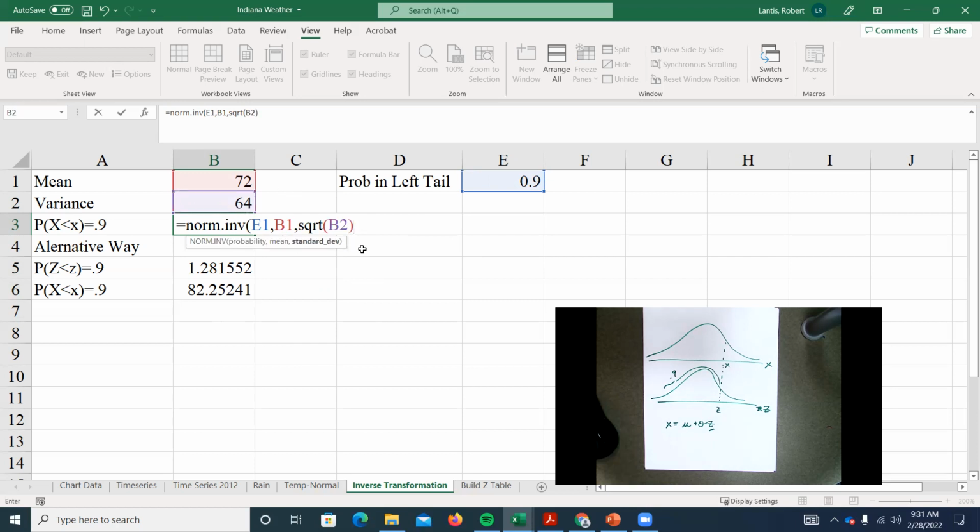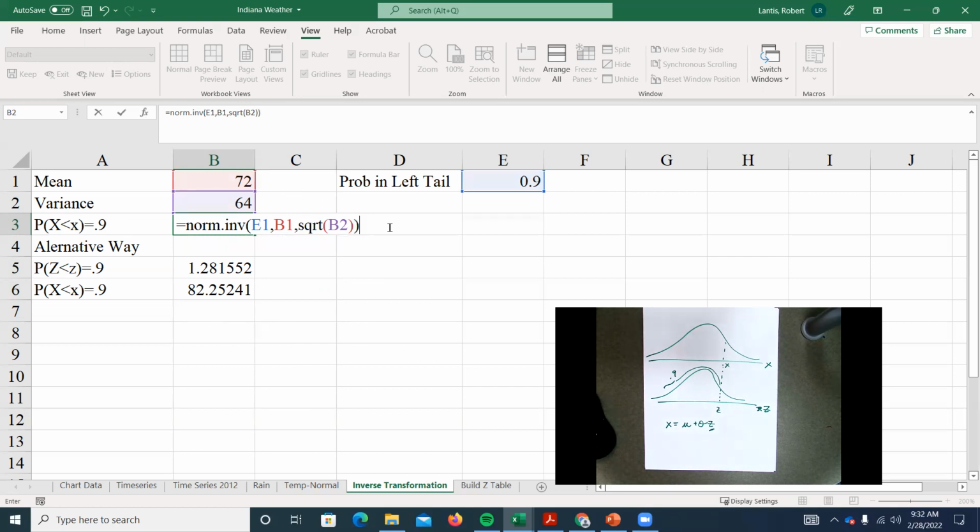So I can put functions inside of a function here. And it probably would have made more sense if I created another cell and just put the standard deviation there. That way I could just keep clicking it. But if I didn't, I could just take the square root of that variance, and that's my standard deviation. And then that's the last thing that it needs.